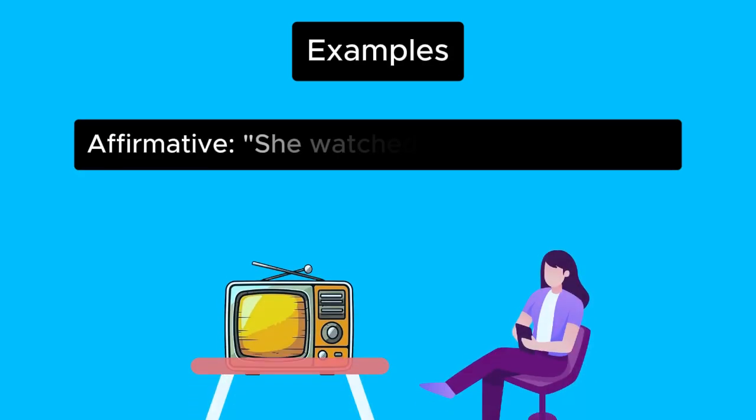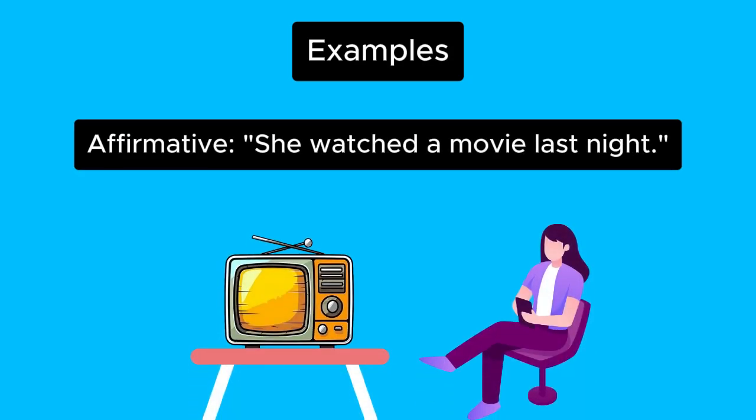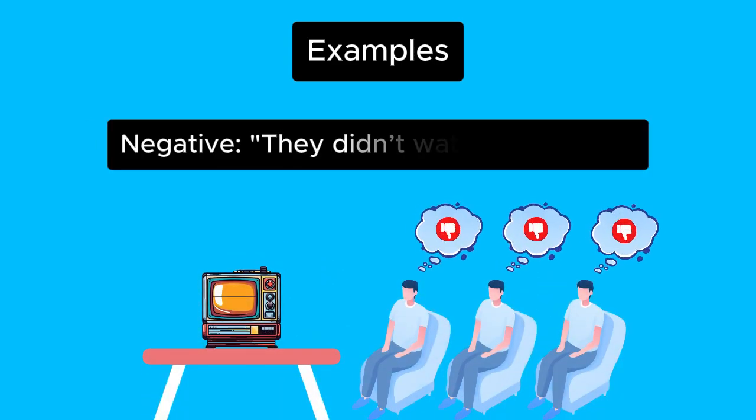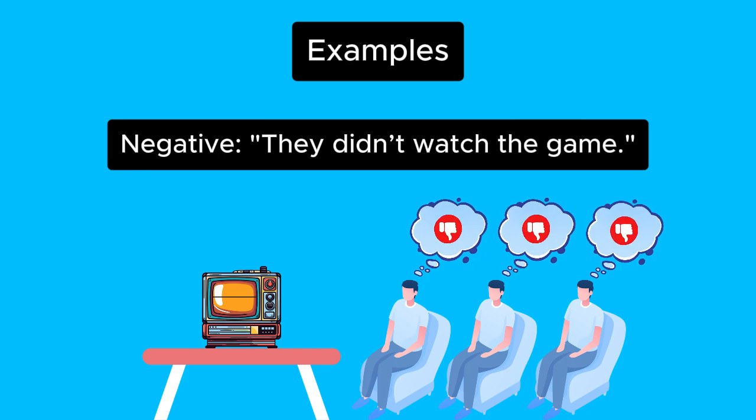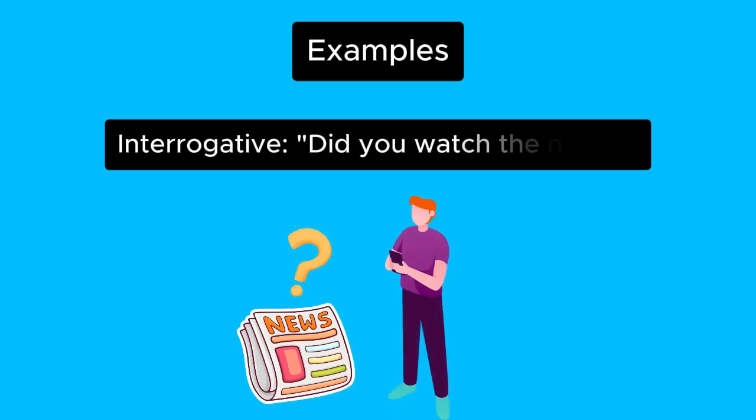Examples. Affirmative: she watched a movie last night. Negative: they didn't watch the game. Interrogative: did you watch the news?